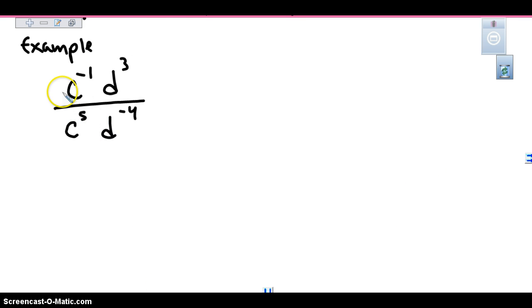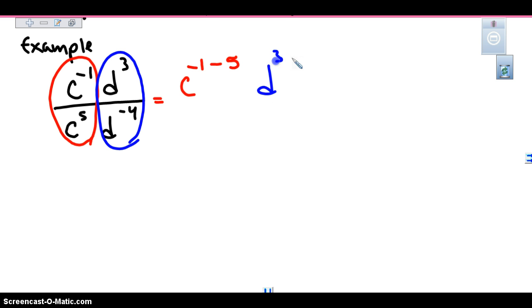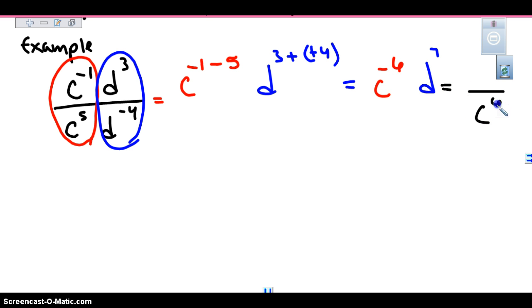If we have to simplify c to the negative 1 times c cubed divided by c to the 5th power d to the negative 4th power, we subtract the exponents of the common bases. This means c to the negative 1 minus 5, and d cubed minus negative 4. This is equal to c to the negative 6 d to the 7th power. Now we have a negative exponent. To make a negative exponent positive, in this case we would put it in the denominator.